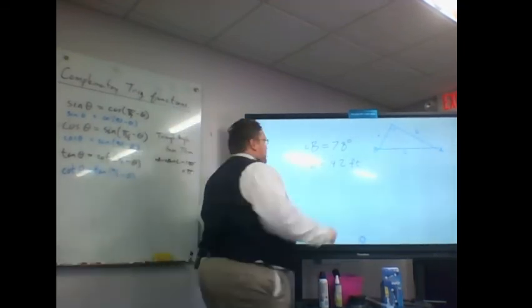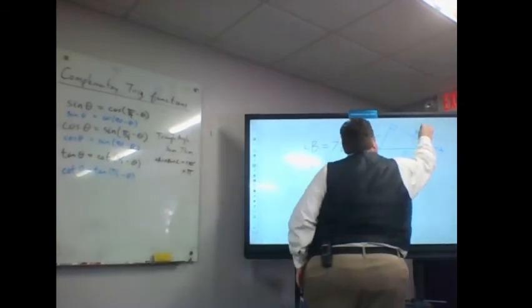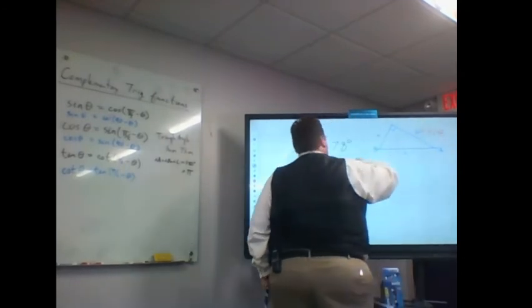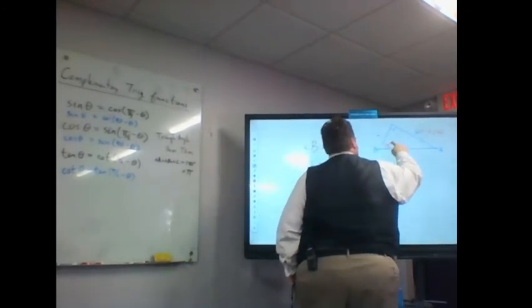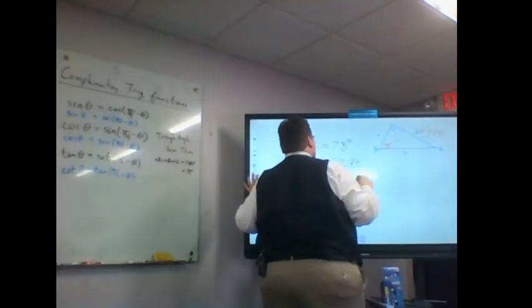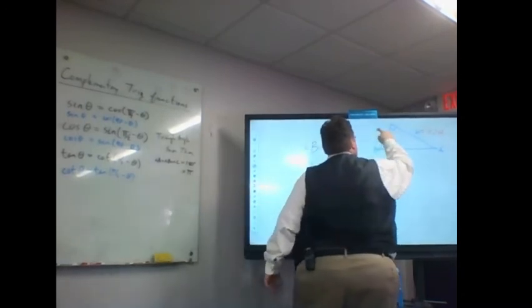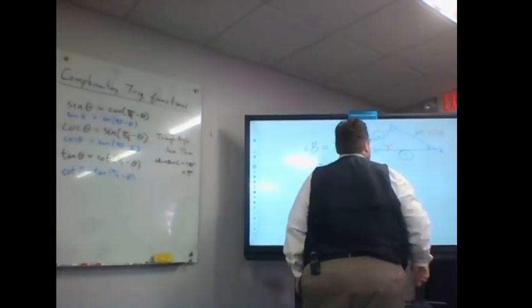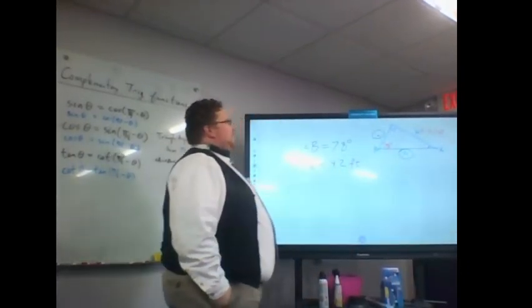Put them in. It says little b is 4.2 feet. It says angle B is 78 degrees. So it looks like I'm missing a couple things here. I'm missing little a, I'm missing little c, and I'm missing angle C. So 3 components I need to find.